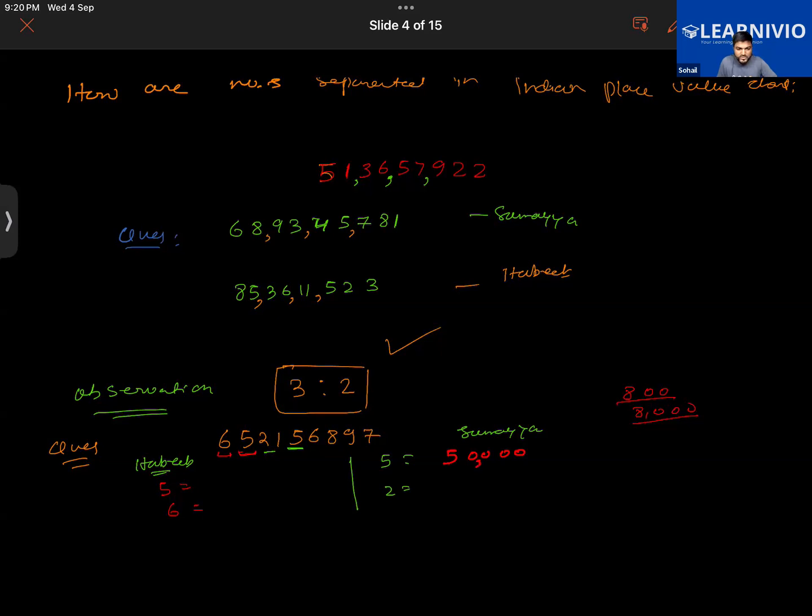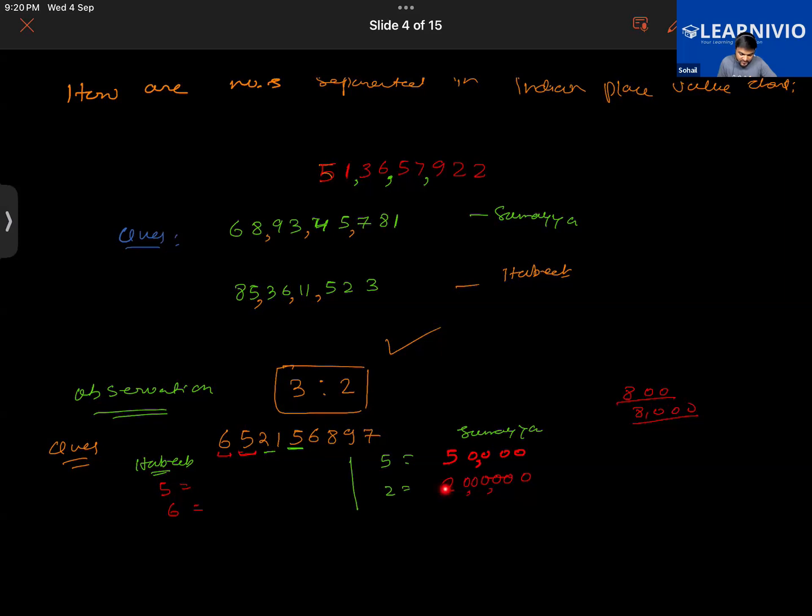Then 2, what about this? 6 zeros, not good. Where have you placed the comma? Starting from the right side, after how many zeros? After 3 zeros. Then after that, after 2 zeros.